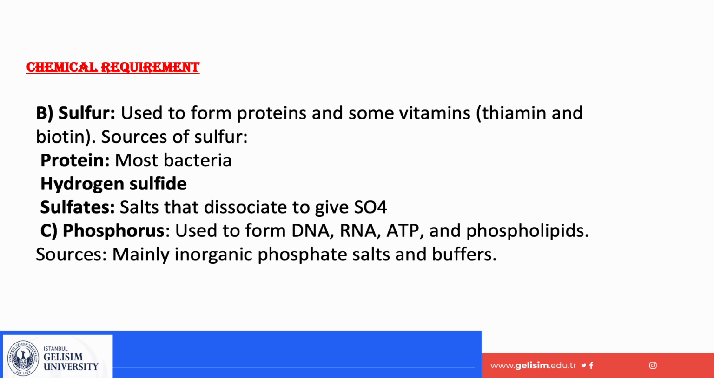Sulfur is an essential element that's used to form proteins and some vitamins, while phosphorus is used to form DNA, RNA, ATP, and phospholipids. Both elements are commonly found in protein and are important for bacterial growth. Sulfur can also be sourced from hydrogen sulfide and sulfite salts, while phosphorus is mainly sourced from inorganic phosphate salts and buffers.